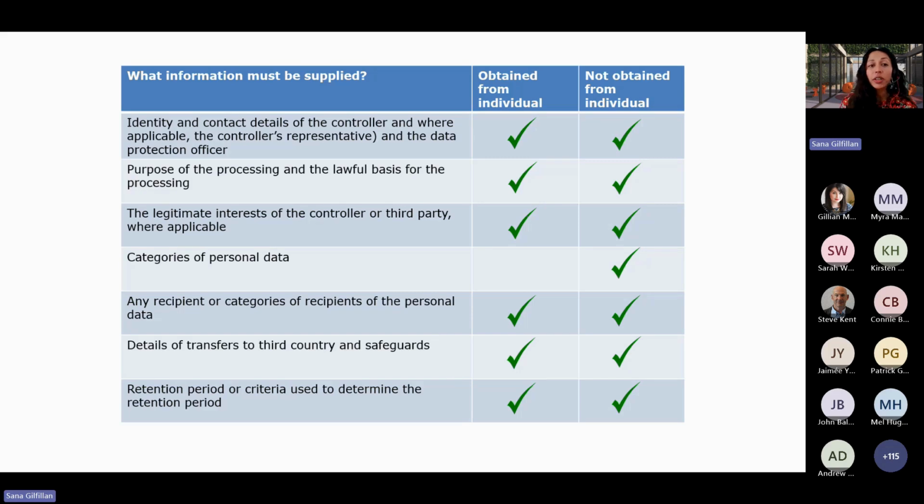So the information that you supply is determined to some extent by whether or not you directly obtained the personal data from the individual or whether you got it from somebody else. We have a few resources on our website that help explain this really clearly. For example, there's this table on our website that shows that if you have gotten information directly from the individual, you wouldn't need to tell them what personal data you've gathered or how you've gathered it, because they will be the ones who've given it to you.